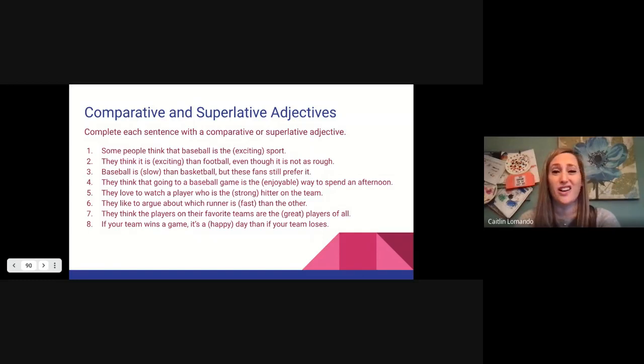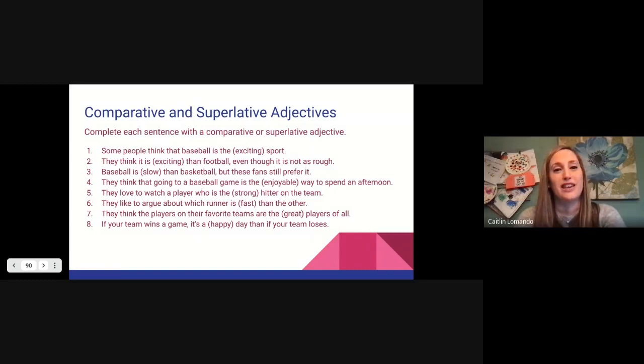Number 6, they like to argue about which runner is fast than the other. We're comparing one runner to the other, so it's comparative. Are we going to add a more or an er? We would say which runner is faster.